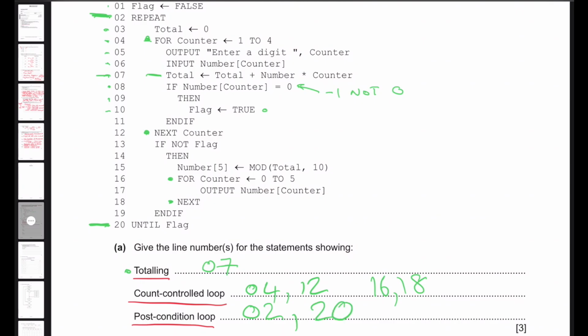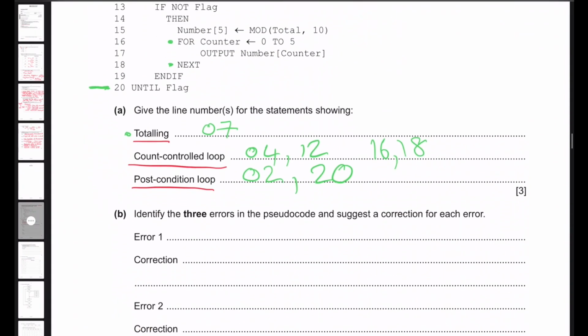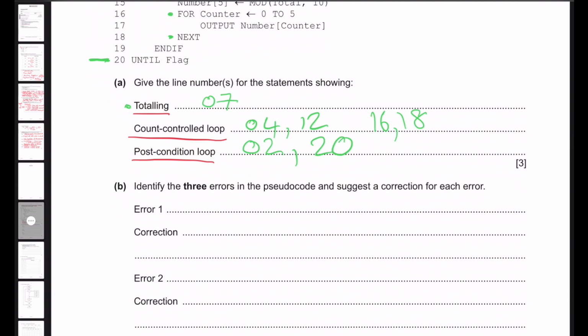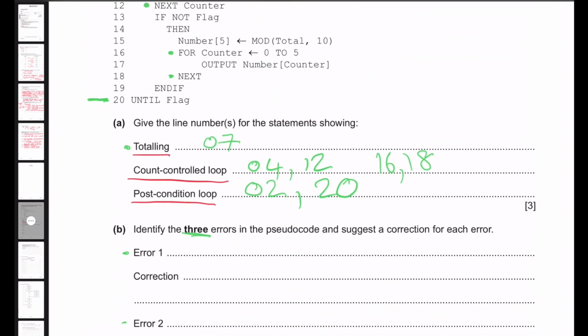Okay. Now we might have to do some jumping around here. I can see what part B is. We already spotted one of the errors. Identify 3 errors in the pseudocode, and suggest a correction for each error. Error 1, error 2, and error 3. Is that it? 3 errors? Yes, 3 errors in the code.